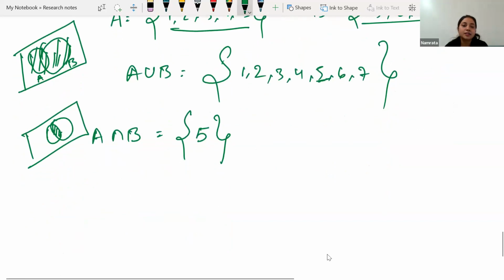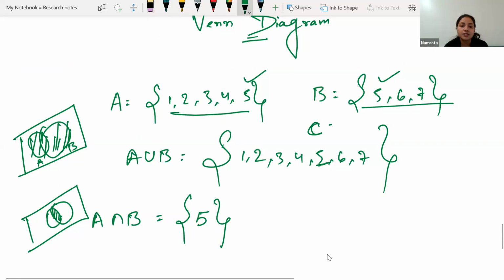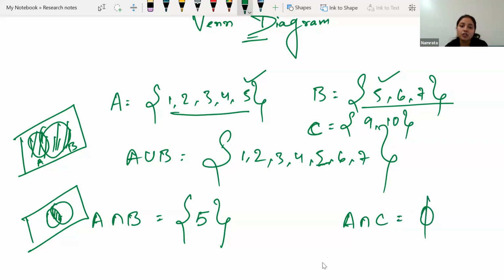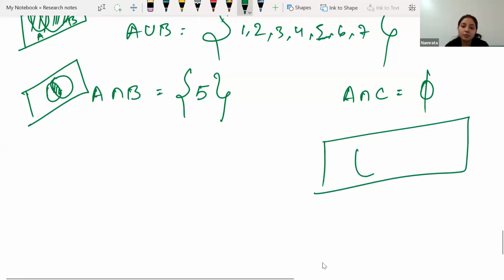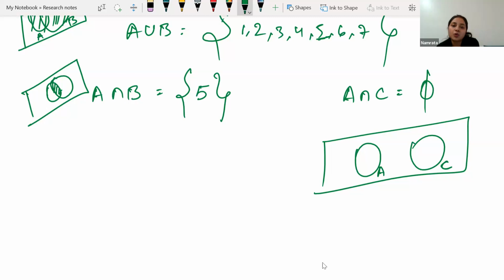Now sometimes it can happen that there is nothing common in between A and B. Let's say A is the same set and we are having set C as 9, 10. Intersection of A and C is what? Nothing. And what about the Venn diagram? So the Venn diagram will be like this. A and C have nothing common in between. And that's called a disjoint set. Disjoint, see the word, not joint, nothing common. When two sets are disjoint sets, there is nothing common, the intersection will be empty.